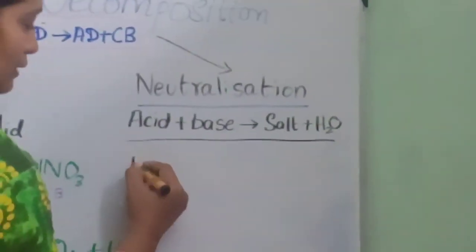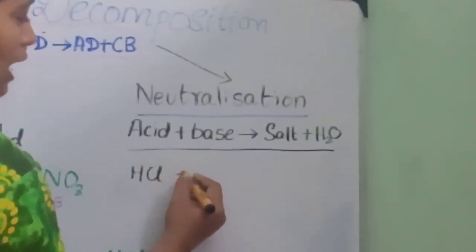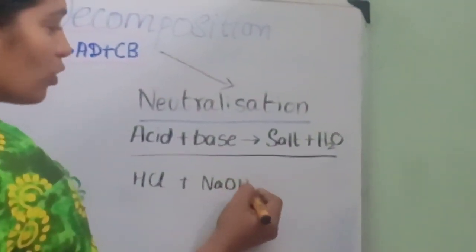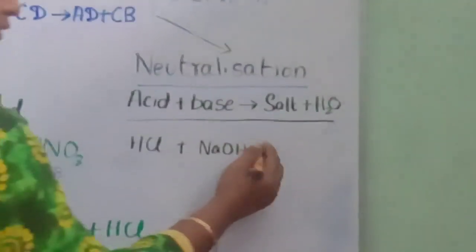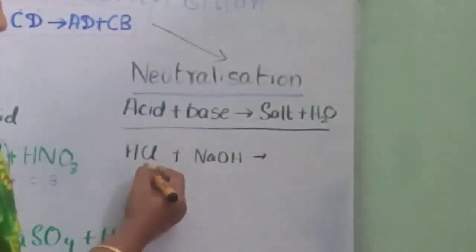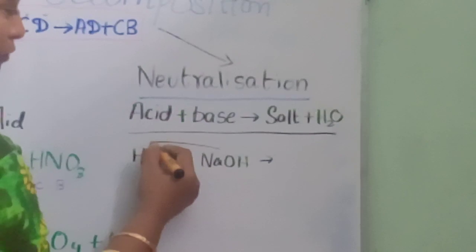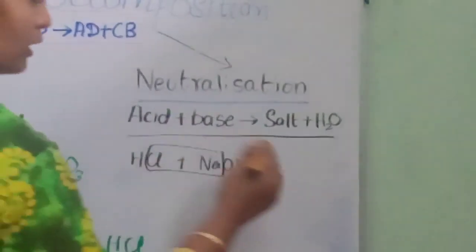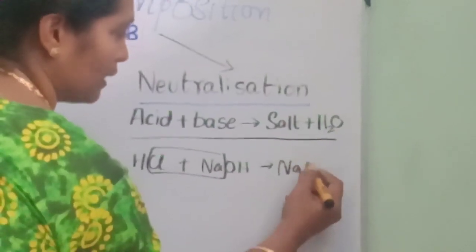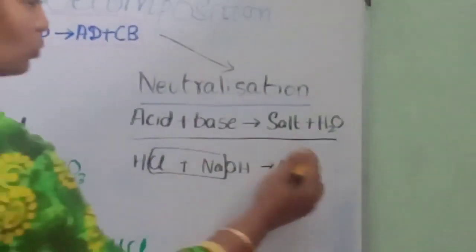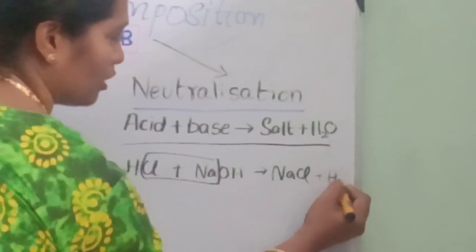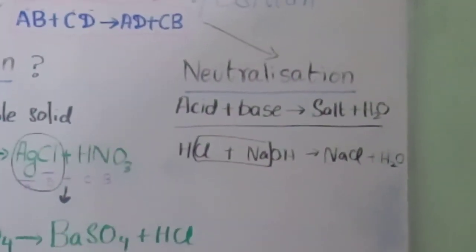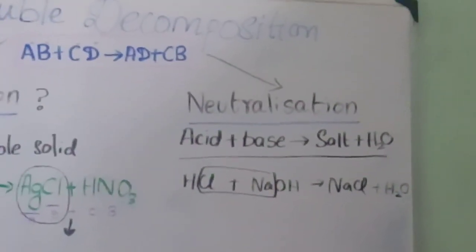Acid, let us make it a simple acid, HCl. A base is a substance usually which has a hydroxide group or an oxide ion. So NaOH is a base. When both combine, the positive Na and the negative Cl combine together to form salt, that is NaCl. And H and OH combine together to form a water molecule. So neutralization reaction is a reaction in which an acid reacts with a base forming salt and water.